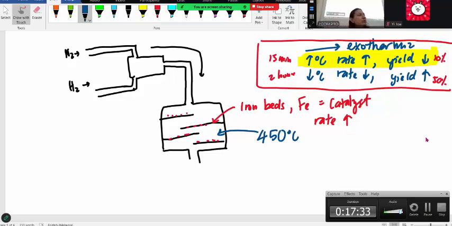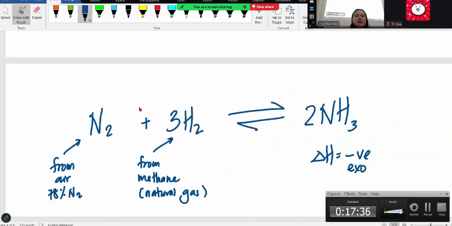Don't worry, I'll show it to you in a minute. Now, this one, how many moles of gas are there at the reactant?